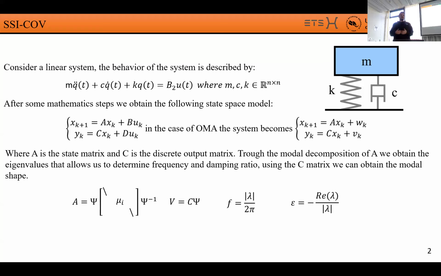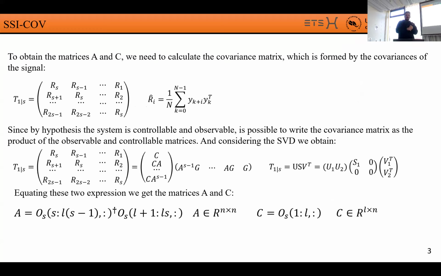So we also have 2 very important matrices, the A, that is the state matrix, and C, that is the discrete output matrix. From the eigendecomposition of A, we could obtain eigenvalues that allow us to obtain frequencies and damping ratio, while using the eigenvectors and the matrix C, we could obtain the mode shape. So in order to obtain A and C, we need to calculate the covariance matrix that is formed by all the covariances between all the signals.